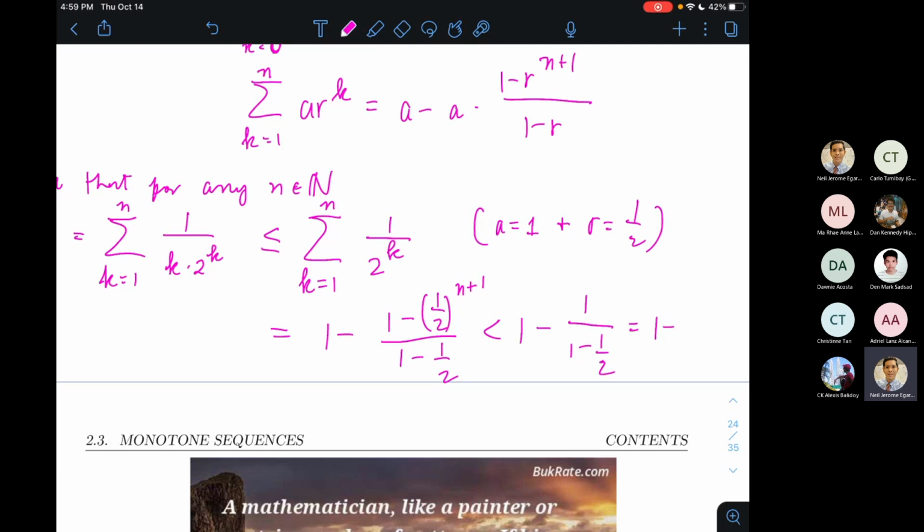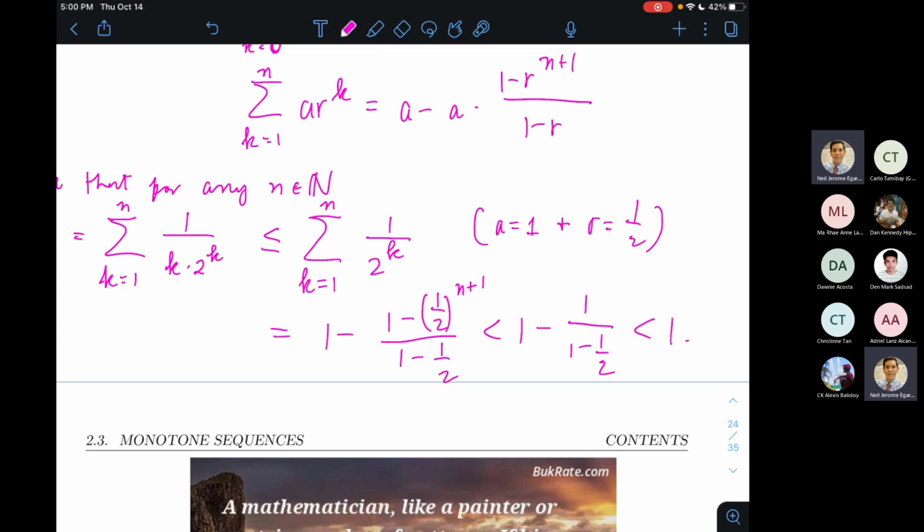Okay, let me see. Tama ba yung formula ko? Yes. 1 minus r to the n plus 1. So, magiging 1 minus 1 half to the n plus 1 over 1 minus 1 half. So, magiging less than siya doon. So that's going to be 1 minus... okay. So I can simply say this is less than 1 for sure. Pero duda ko, bakit naging less than negative 1 siya?